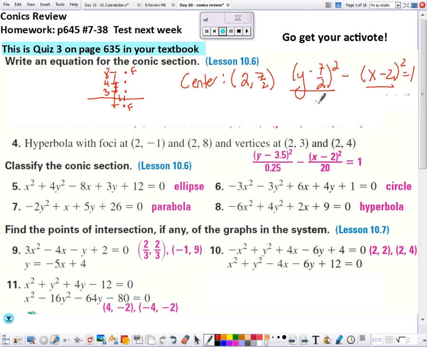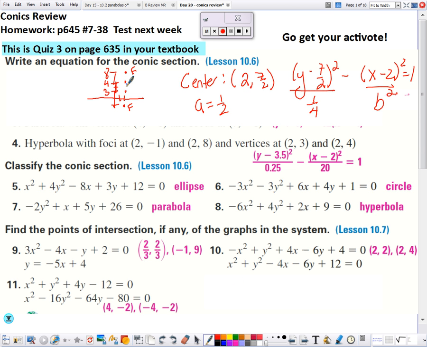So now I need a squared and b squared. A squared is the length from the center to the vertex. So the length from 3 to 3.5 is 1/2, which makes a squared 1/4. Here they wrote the answer as a decimal. That's fine if you choose to do that. And then b squared we have to calculate.